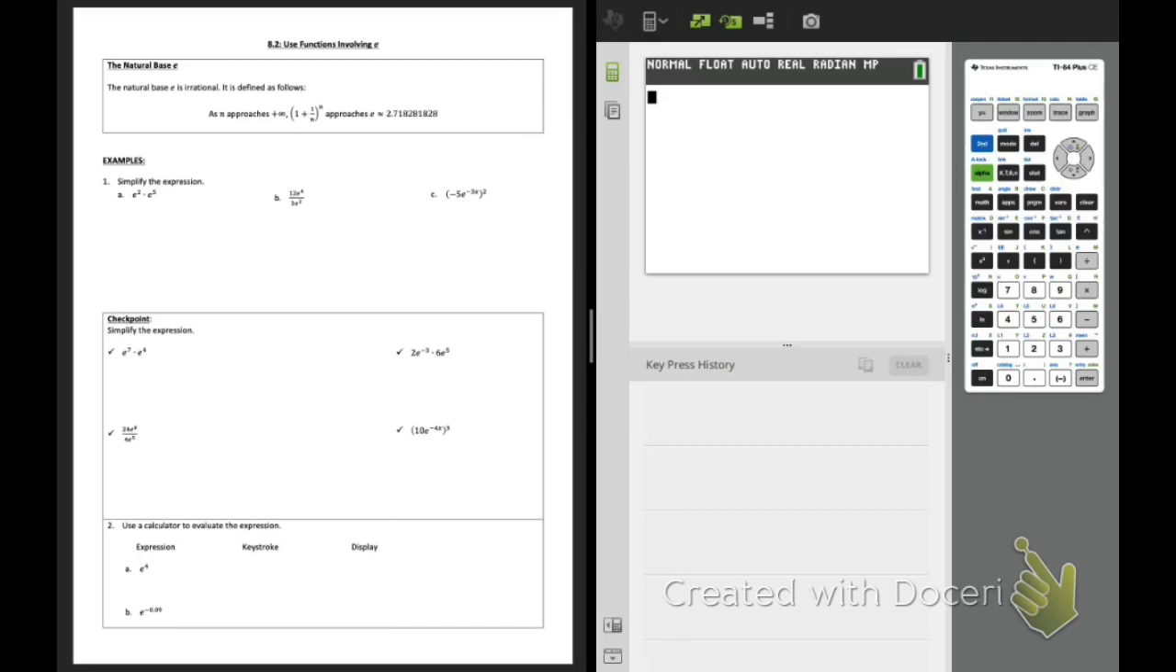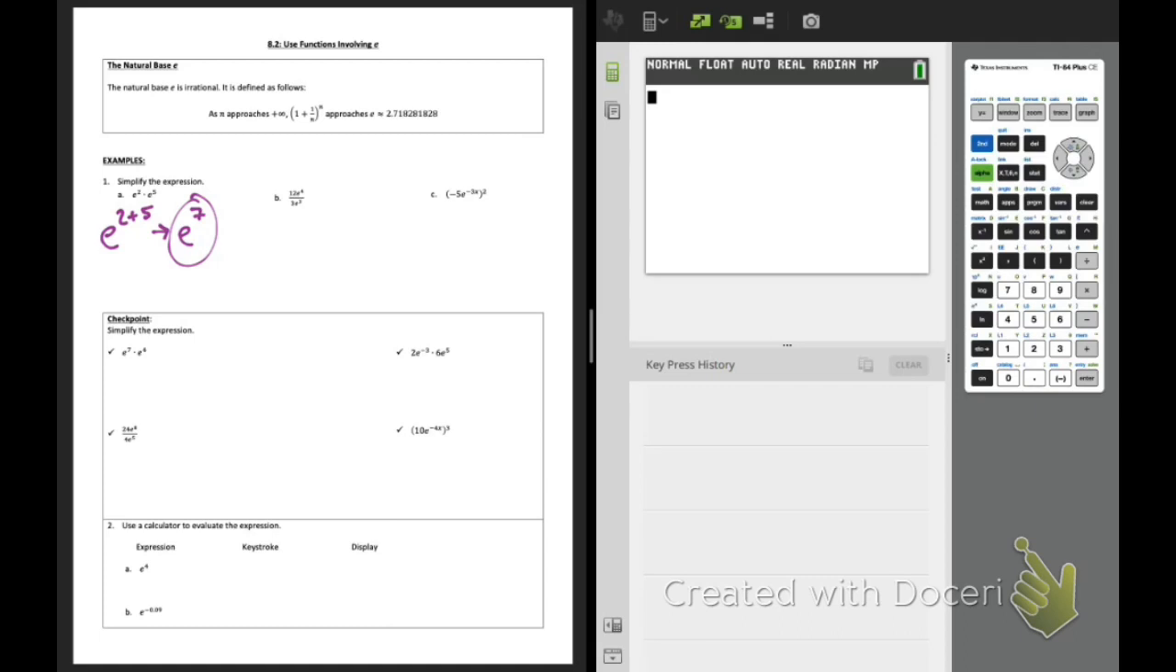Here in 1a, we have e squared times e to the fifth. We have the same base e. When we have the same base being multiplied, we take the exponents and add them. So e squared times e to the fifth is the same thing as e to the 2 plus 5 power, which means this simplifies to e to the seventh.